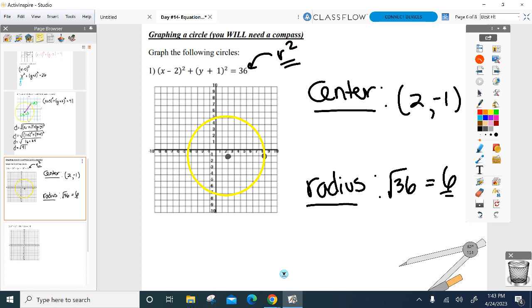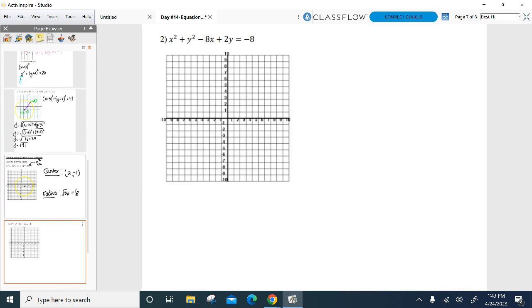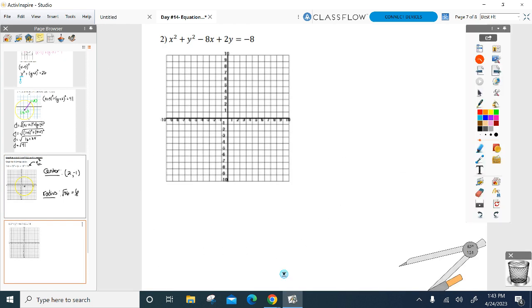All right, here we go. Let's tackle this thing. Obviously, what's the issue here? It's not in the circle radius form we've been using all today. So we are going to have to convert it into that form. And the way we're going to convert it into center radius form is doing a method that you guys actually did last year in Algebra 1.